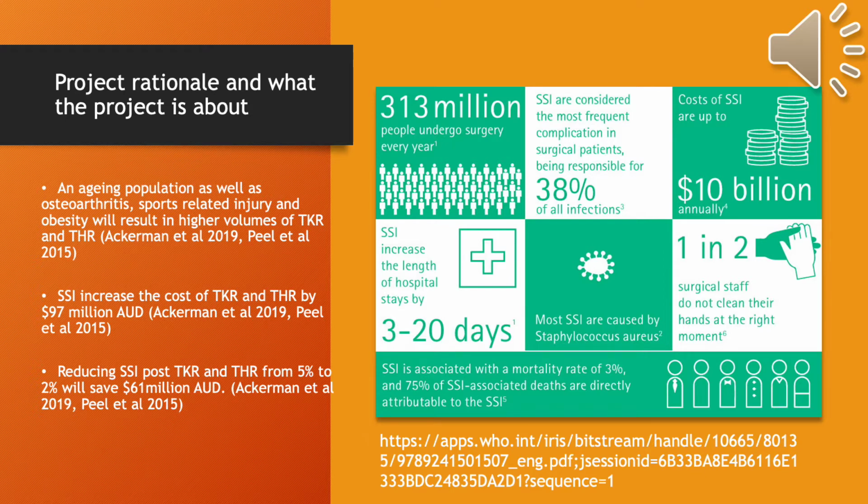Data shows that the most commonly occurring and preventable complication linked to increasing costs for total joint arthroplasty are surgical site infections, costing an estimated $97 million. If healthcare facilities can reduce the rate of surgical site infections from 5% to 2%, it will result in a saving of $61 million to the Australian healthcare system.